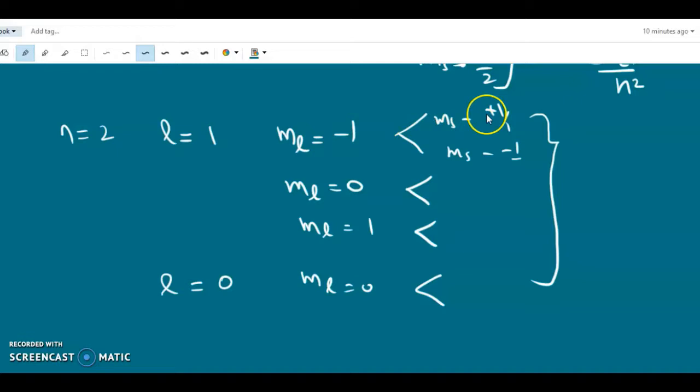L1, ML minus 1, MS plus half. L1, ML minus 1, MS minus half. L1, ML0, MS plus half. L1, ML0, MS minus half. L1, ML1, MS plus half. L1, ML1, MS minus half. L0, ML0, MS plus half. L0, ML0, MS minus half. 8 states. So there are 8 states having the same energy when n equal to 2. So the degree of degeneracy when n equal to 2 is 8.